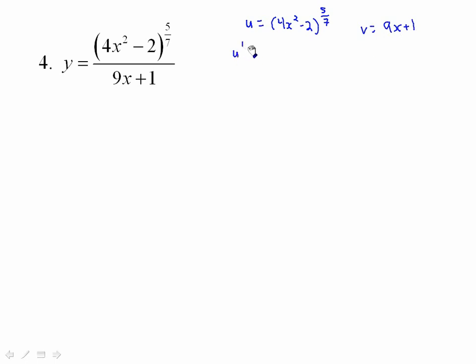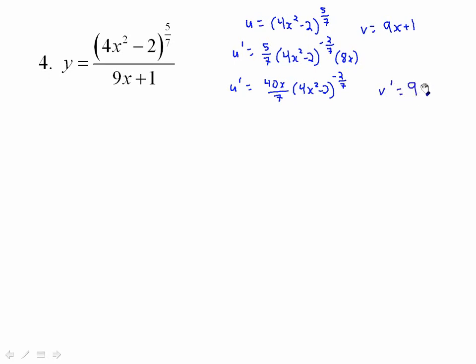So u prime is equal to 5 over 7 multiplied by 4x squared minus 2. Subtract 7 over 7 and it leaves you with minus 2 over 7, multiplied by the derivative of 4x squared minus 2, which is 8x. So u prime, if you multiply that 5 over 7 times 8, you'll get 40x over 7 times 4x squared minus 2 to the negative 2 over 7. And then v prime, much easier, is equal to 9.